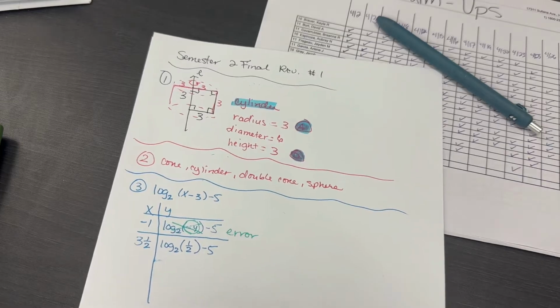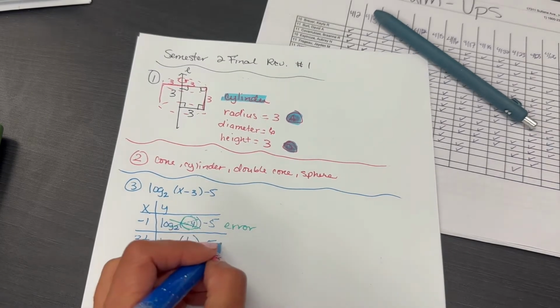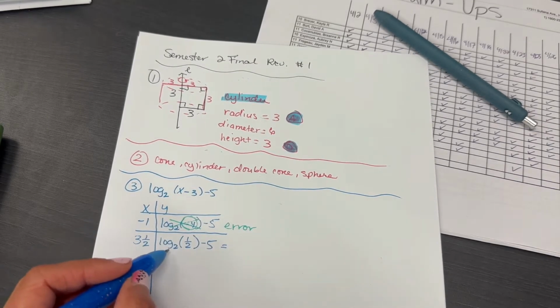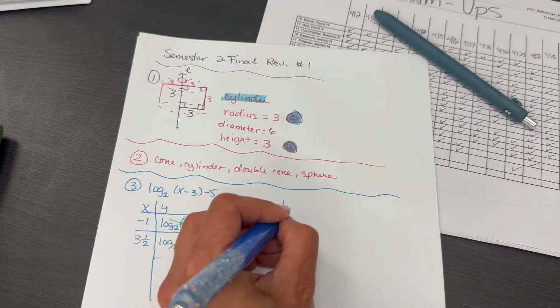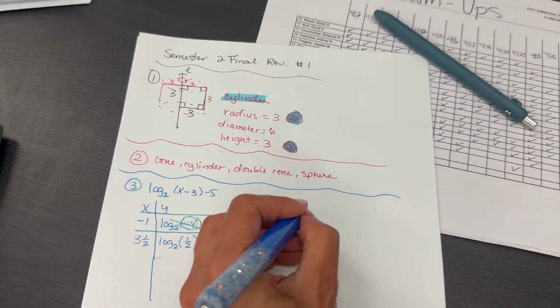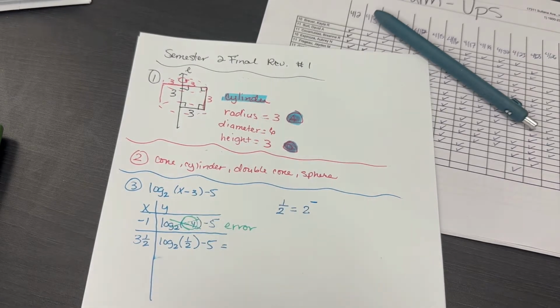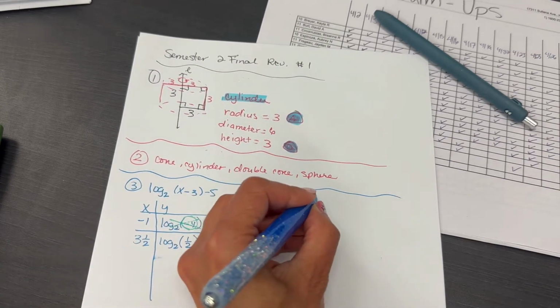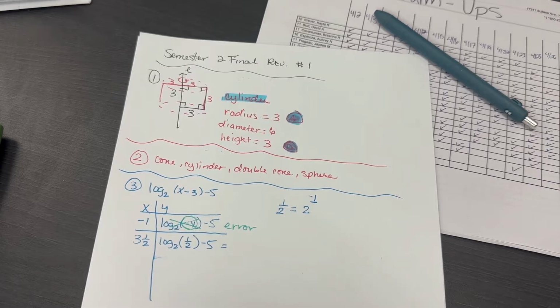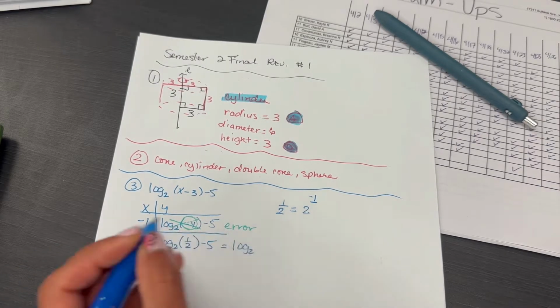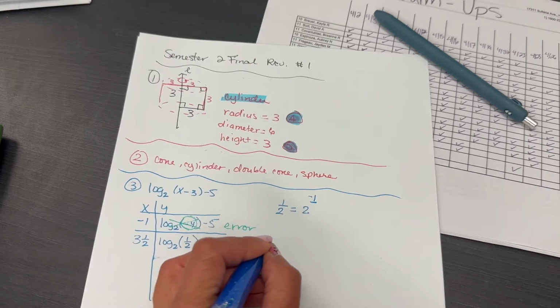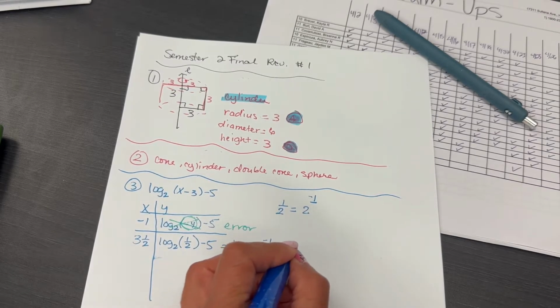Okay, and when we do this, you have to do it by hand because you can't use a calculator on these ones because these are not base 10, that's base 2. So we need to get a double base. Well, 1/2 is the same as 2 to what exponent? Well, remember, fractions come from negative exponents, so it has a -1 exponent. So I can rewrite this as log base 2 of 2 to the -1 power minus 5.